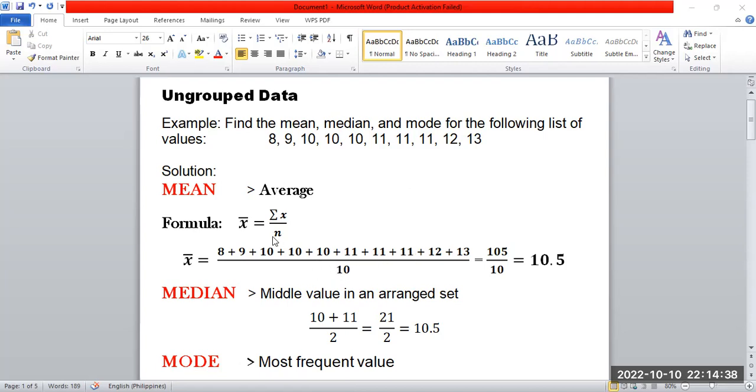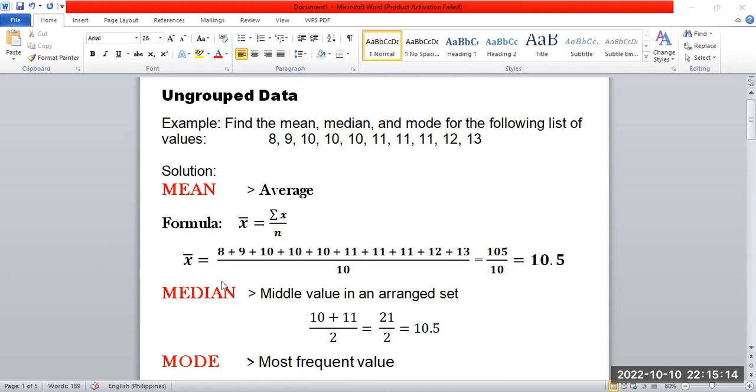Our n is equal to 10. This is the sample size or the number of frequencies: 1, 2, 3, 4, 5, 6, 7, 8, 9, 10. So 8 plus 9 plus 10 plus 10 plus 10 plus 11 plus 11 plus 11 plus 12 plus 13, that is equal to 105 divided by 10. And 105 divided by 10, that is equal to 10.5. So therefore, our mean is equal to 10.5.